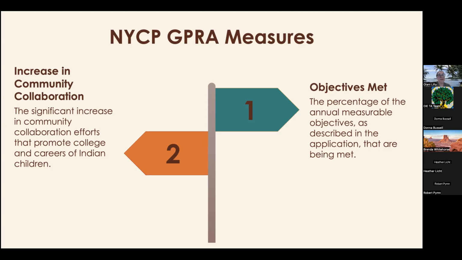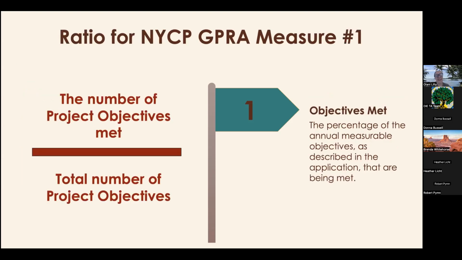Okay, so NYCP, 2 GEPRA measures. Yay! That's awesome for you. And here they are. This is the way we're going to be going through the way that you would be reporting and reflecting that data. So let's unpack GEPRA measure 1 a little bit, really to just clarify what you're reporting in the ratios. Here are your 2 ratio measures. Let's talk about them one at a time.